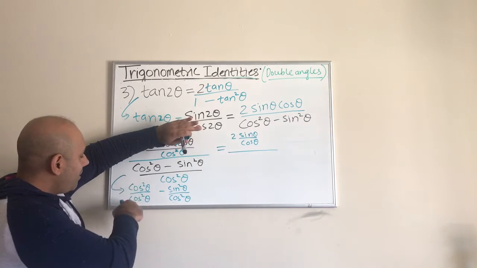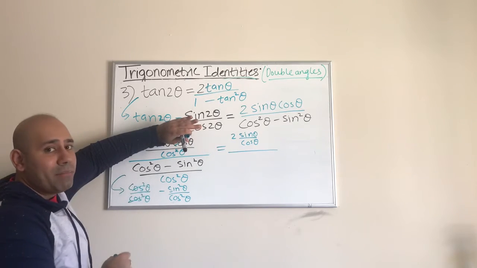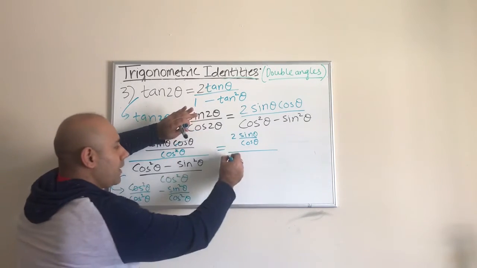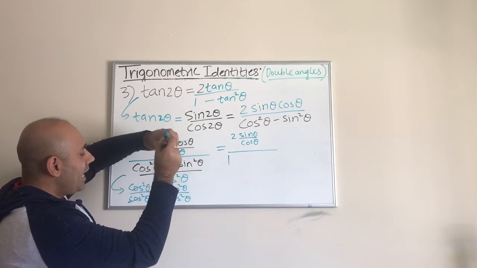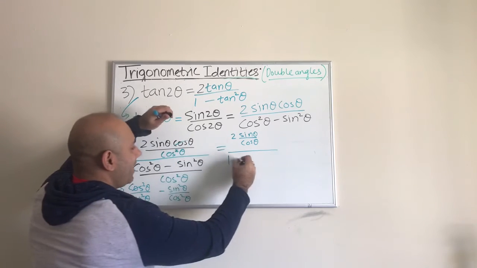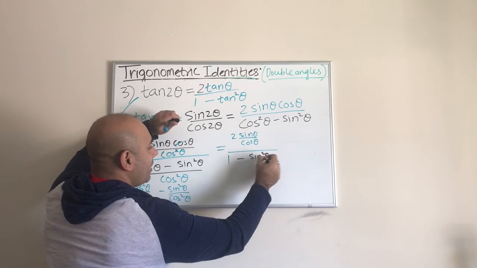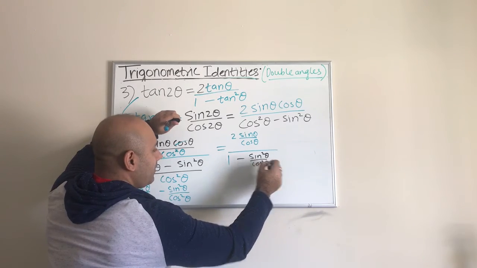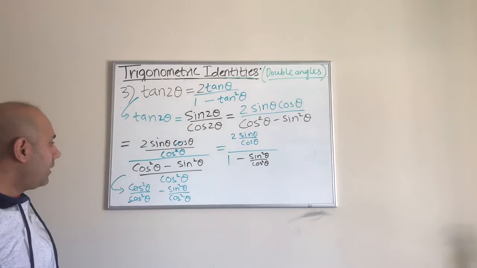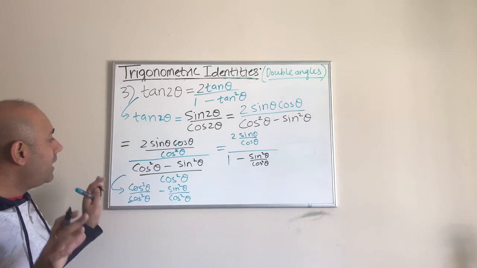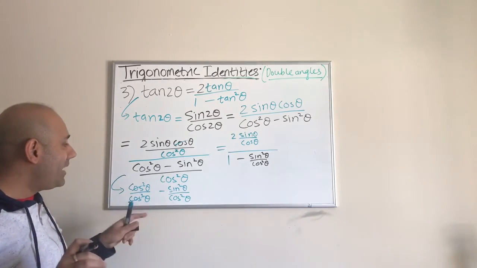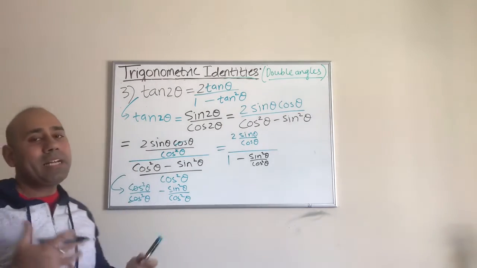Cosine squared theta divided by cosine squared theta. A quantity divided by itself is simply what? 1. So I'm going to write 1 here. Then I have sine squared theta over cosine squared theta. Guys, we divided by a common quantity, cosine squared theta, upstairs and downstairs.